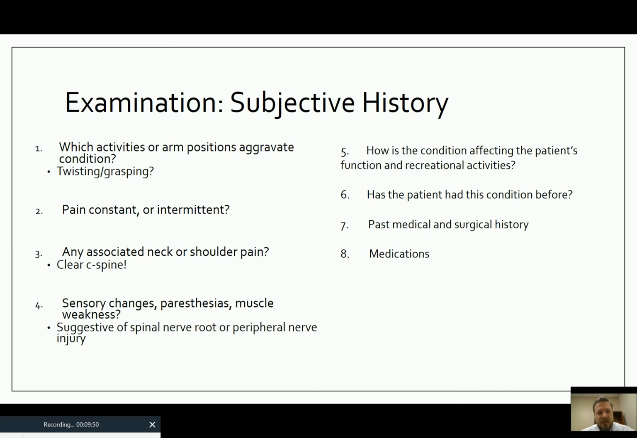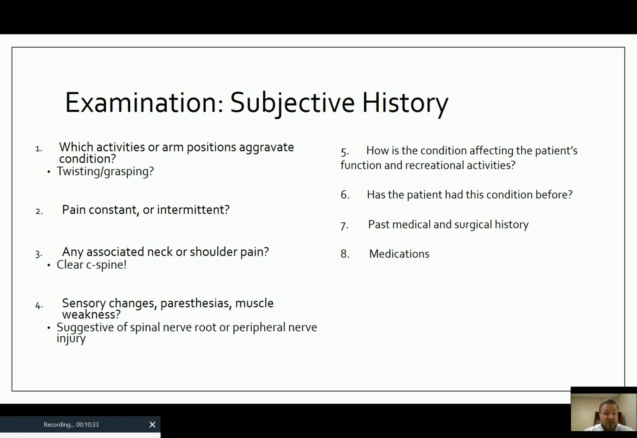When you're looking at your subjective history, you want to ask the following questions. Make sure you ask these. This is actually referenced in your Dutton book as well. Which activities or arm positions aggravate your condition? Does twisting or grasping different things, different shapes and sizes, aggravate it? Is your pain constant or is it intermittent? We can also talk about whether your pain is constant and variable, meaning it's always there but it changes on the VAS scale, or intermittent and variable. A lot of times people will say, when I'm not moving my arm, it feels okay, there's no pain, but when I start to move it, that's when I get a lot of pain.